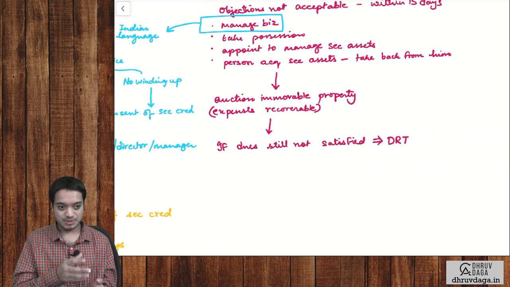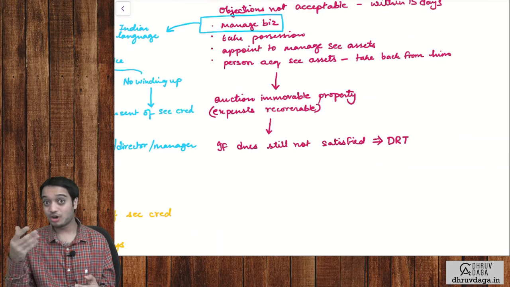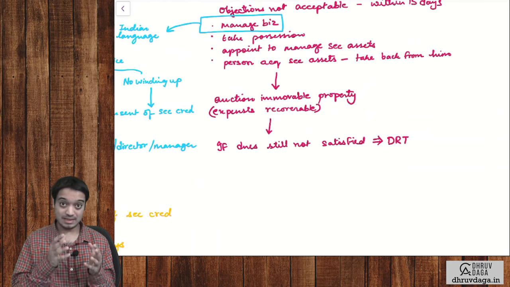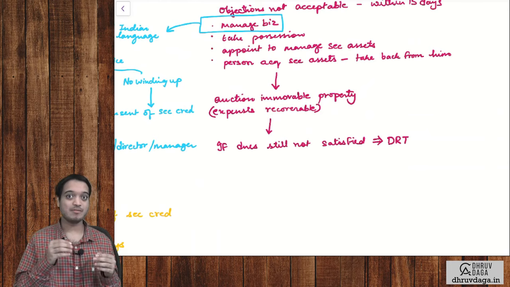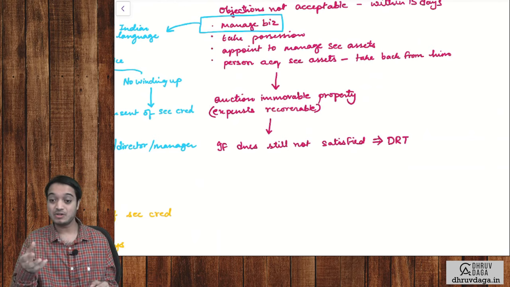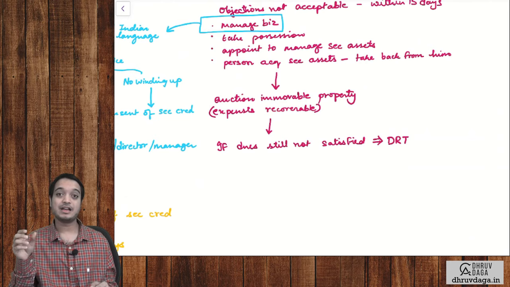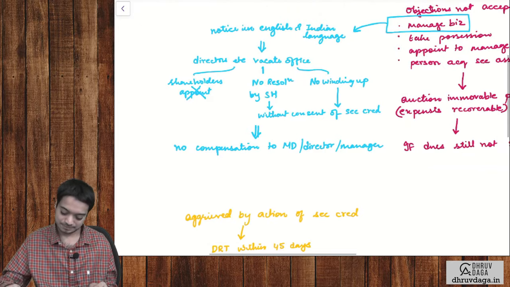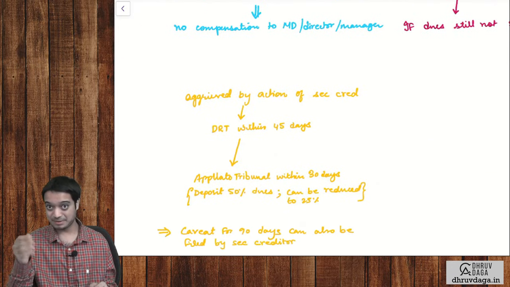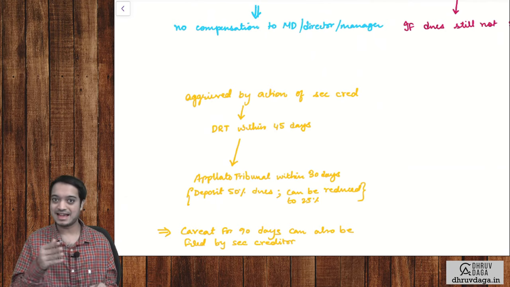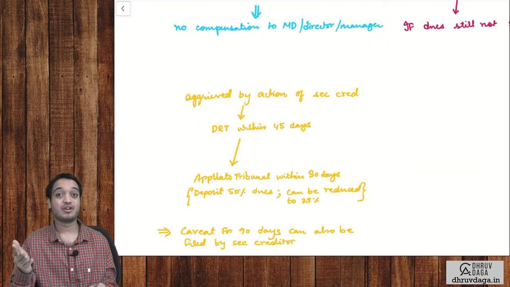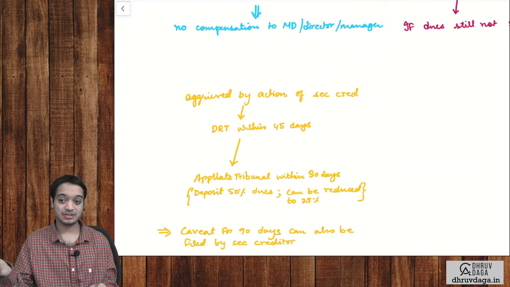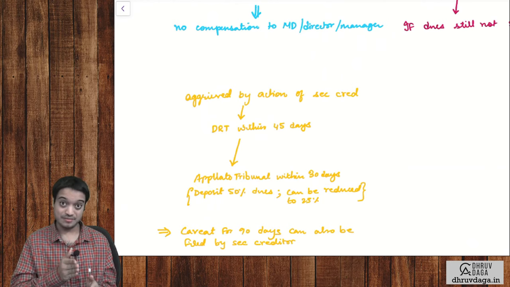If management of business doesn't satisfy you, then you may auction off the immovable property. However, if even after auctioning off and selling the immovable property, you're not able to recover your entire amount, then for that balance amount, you can apply to a DRT, that's a Debt Recovery Tribunal, for recovery of the balance amount. If, however, any person, the obligor, say, is aggrieved by an action of the secured creditor, believes that the action is not appropriate, it's not right, it can file an appeal or complaint against such action with the DRT, the Debt Recovery Tribunal, within 45 days.